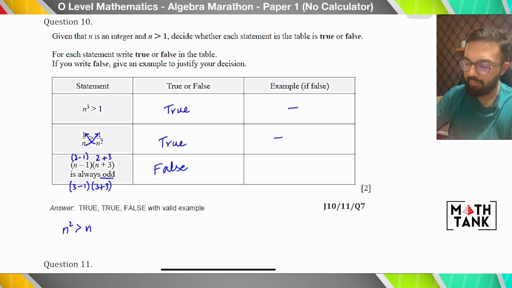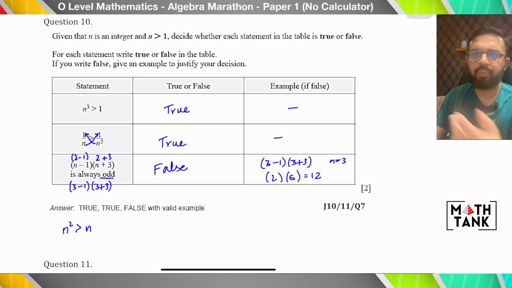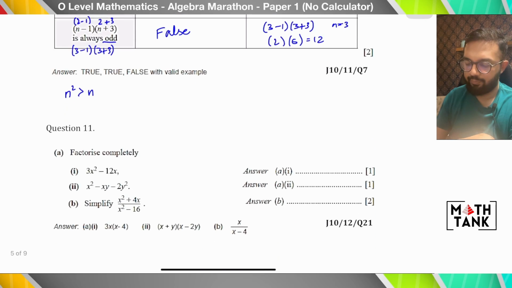Okay, what example am I going to give? I'm going to give you this example only, that I've plugged in n equals to 3 and said that this becomes 2 into 6, which is 12. You could pick up any other example if you wanted. You could essentially pick up a decimal number. No, it says integers, so you have to pick up integers.